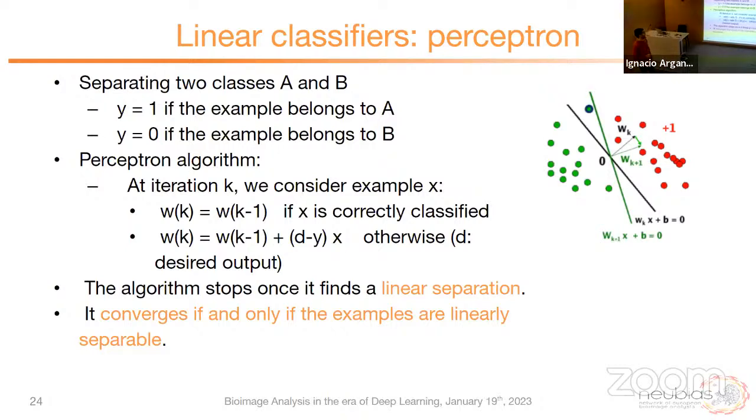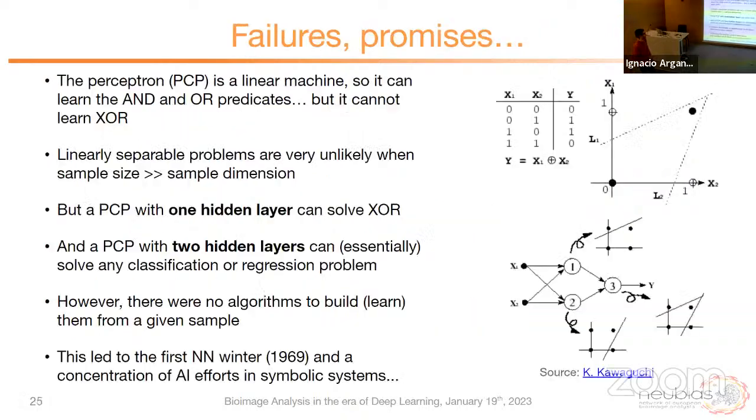So basically, it stops when it finds a linear separation of all your data points, but moreover, it only converges if and only if the examples are linearly separable, which could be a problem because in some cases we have scenarios like this. This is what we call in computer science an XOR problem. We need two lines. Okay, so they said, okay, well, we can stack some neurons.